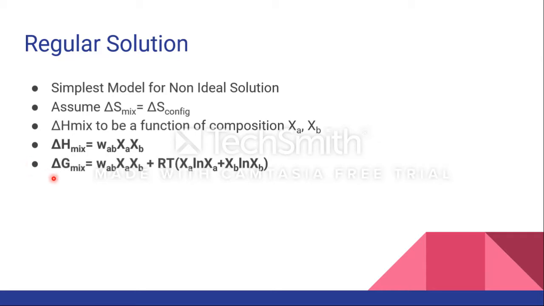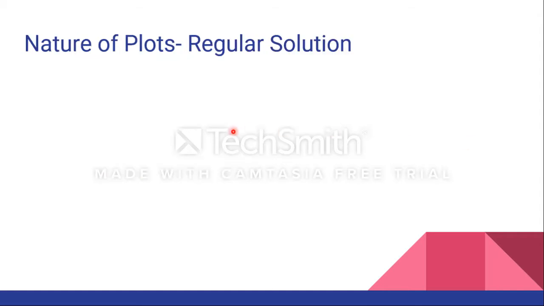And therefore the delta G of mixing term looks like this. As you can see over here, this term is common for both the ideal solution and the regular solution, but the only difference is the delta H of mixing term. So this will introduce a difference in the behavior of the solution. Now let's look at the nature of the plots for a regular solution model.